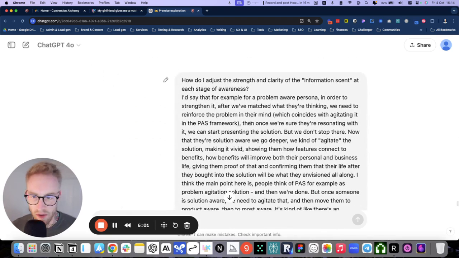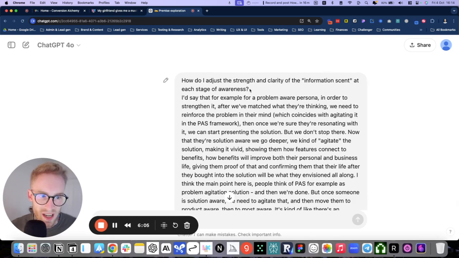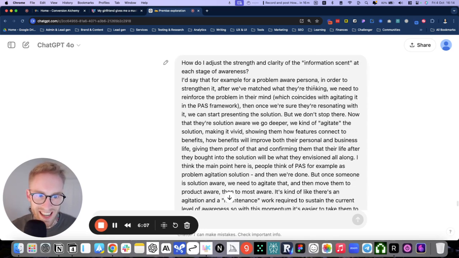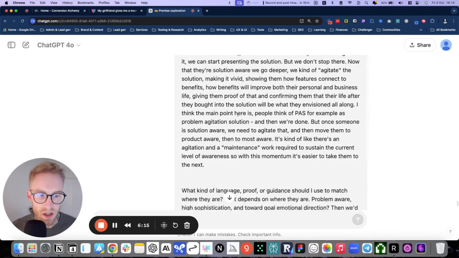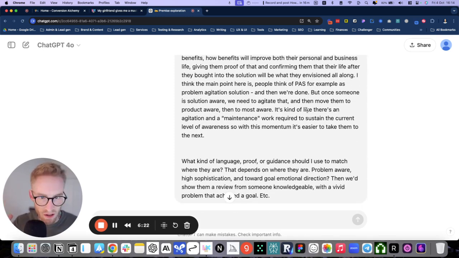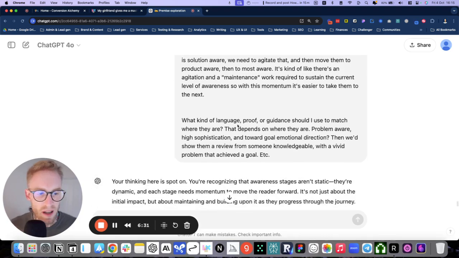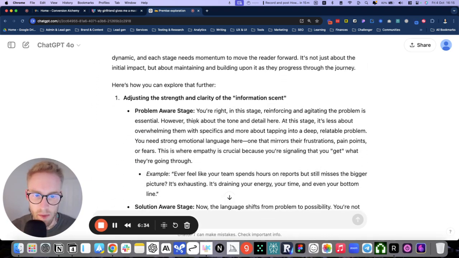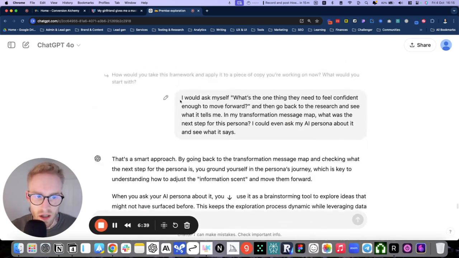We dove into a lot of stuff, right? And then I shared more: how I adjust the strength and clarity of information sent at each stage of awareness. And then I created examples for problem-aware personas, where there's an agitation and a maintenance work required to sustain the current level of awareness. So lots of different ideas popped up as I was answering ChatGPT's prompts. Lots of questions, ChatGPT suggesting a lot of stuff.